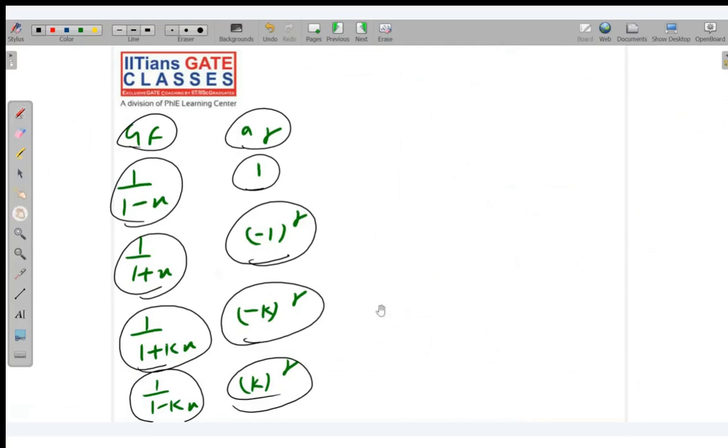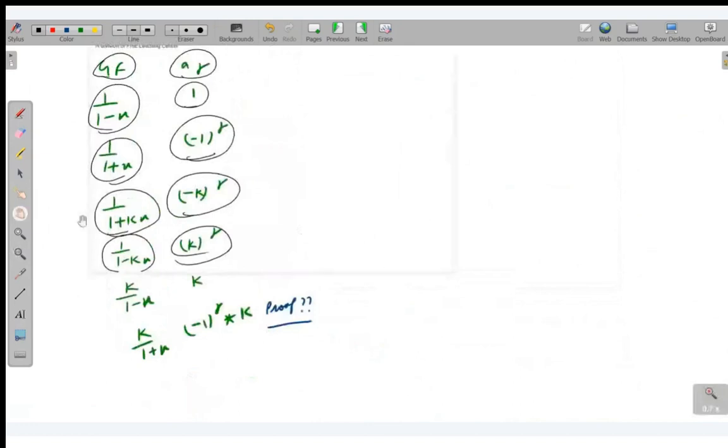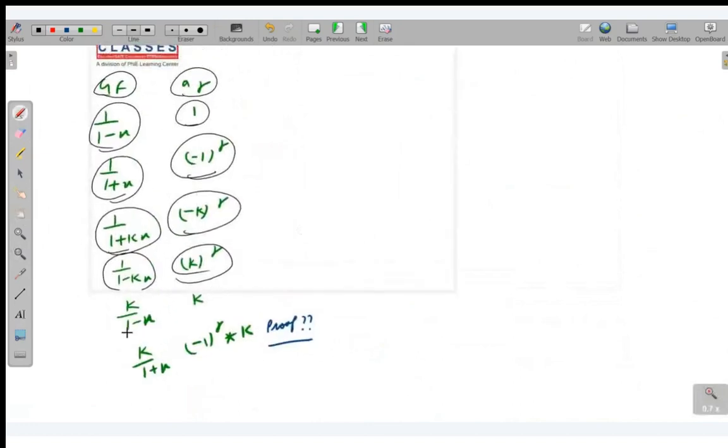This is a very beautiful thing. A few more questions are there. If k upon 1 minus x, you already know it is k. Now, k upon 1 plus x, what will be your answer? Minus 1 power r into k. If you want me to explain, I will explain. Otherwise, I will keep this as homework for you.